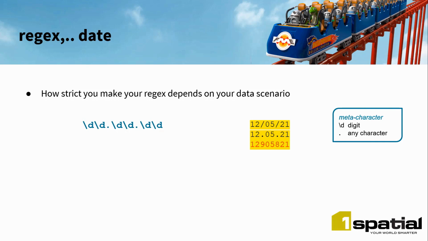So let's look at this example for a date field. To start with, we might want to use this regex, which is two digits for the date, month and year, with any character for the divider. That works well with valid date strings, but it's also matching strings that are not dates.